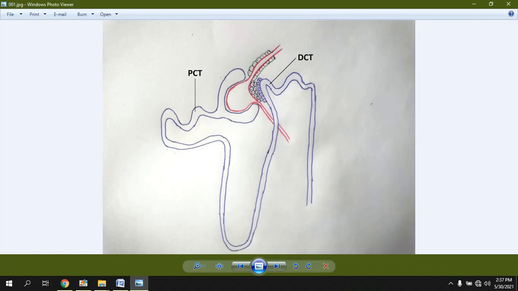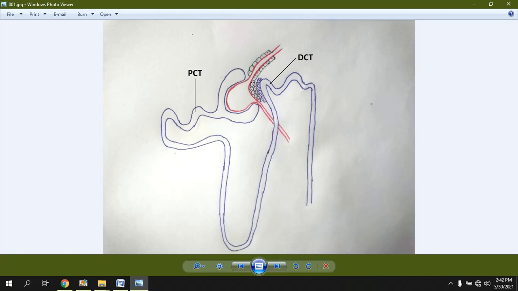Coming toward the next slide. In this slide you can see the structure of a nephron. This is the corpuscle which contains the glomerulus and the Bowman capsule. This is the proximal convoluted tubule. This is the descending tubule. This is the loop of Henle. This is the ascending tubule. This is the distal convoluted tubule, and this is the collecting duct. You can see different colored cells in this. In the previous slide I told you that the afferent arteriole consists of these cells which are called juxtaglomerular cells, which are muscular cells.